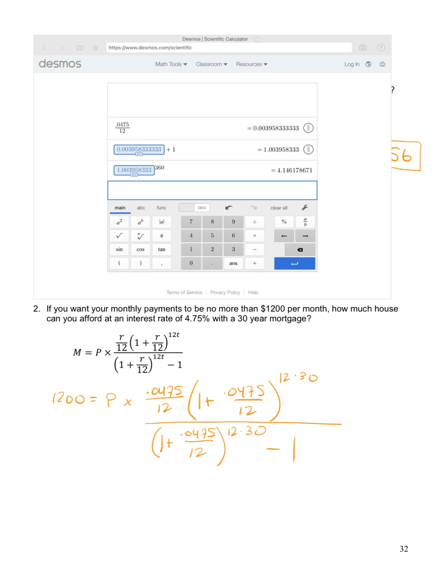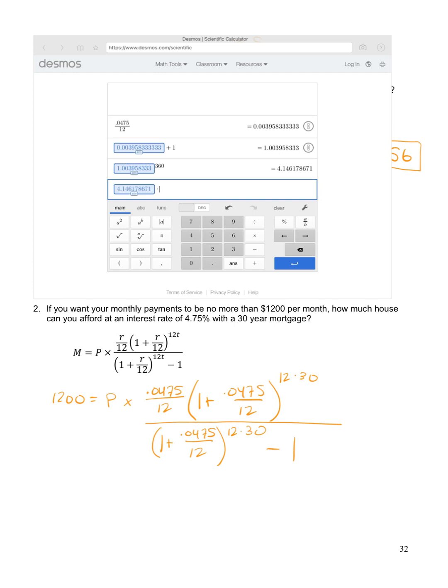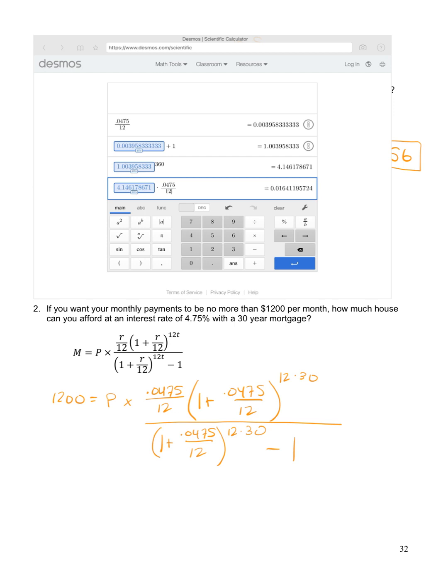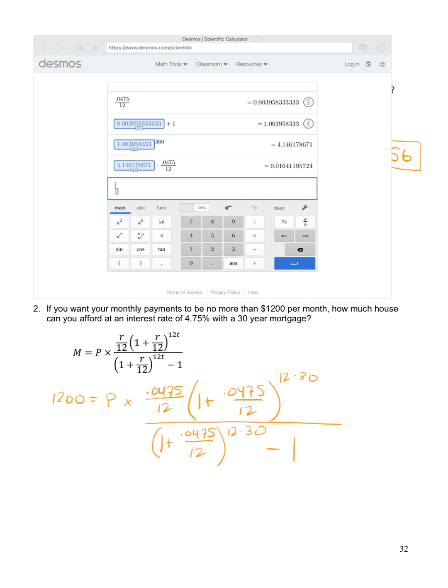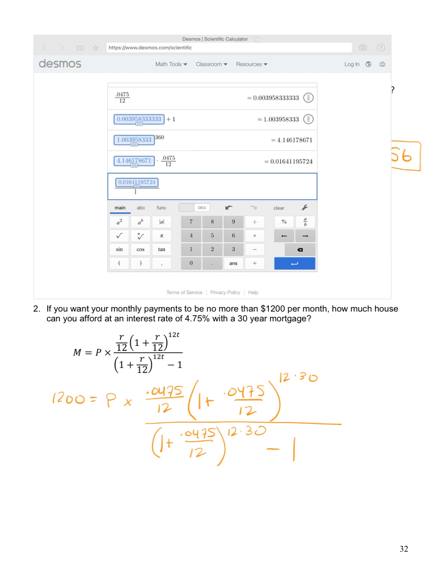Okay, and then I need to multiply by this 0.0475 over 12. So I'm going to do previous answer times 0.0475, divided by 12. Perfect. Okay, so that's my whole numerator. Numerator is done. Now I'm going to divide by the denominator, and I'm going to do it all in one step. So I'm going to hit divided by, hit previous answer, divided by.